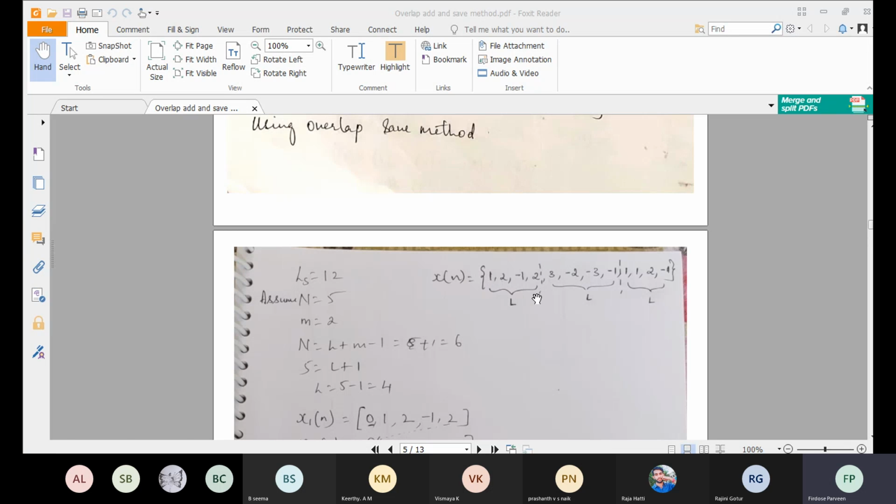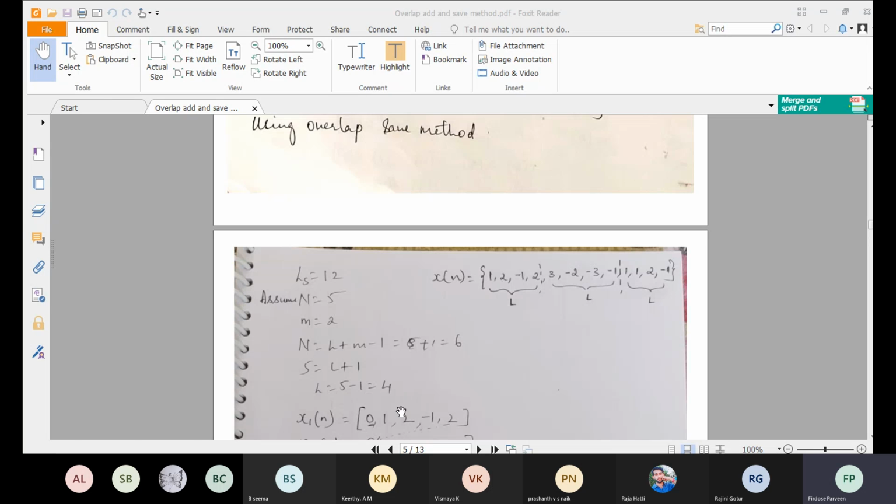I'll put a line over there. Again I'll take 4 samples, 1, 2, 3, 4. Again I'll put a dotted line. Again, if there are 4 samples, I'll take 4. For the last, however many there are, we'll take that many samples. So this is nothing but L. So L is equal to 4. The given sequence is divided into 3 parts, each of length 4.